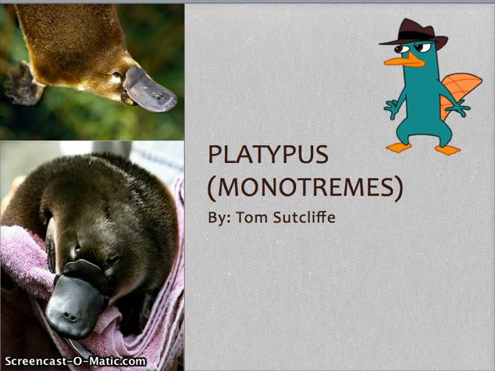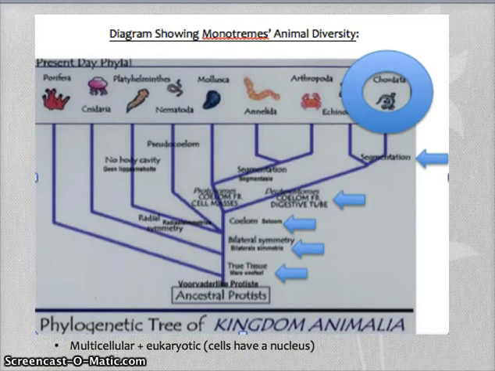Platypus by Tom Sutcliffe. This diagram is showing Monotremes' animal diversity. This type of diagram is called a cladogram, and every time it branches off, it means something new has been formed under the following characteristics. For example, Porifera is an ancestral protist with no true tissue, and this is why it branches away.